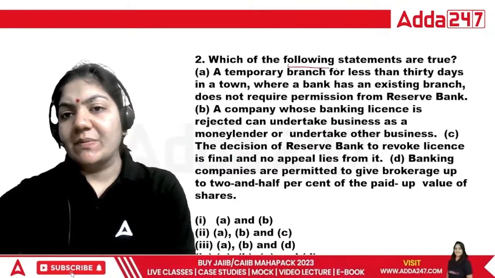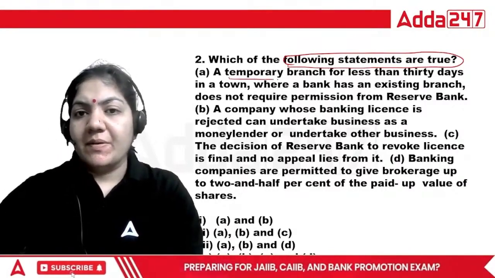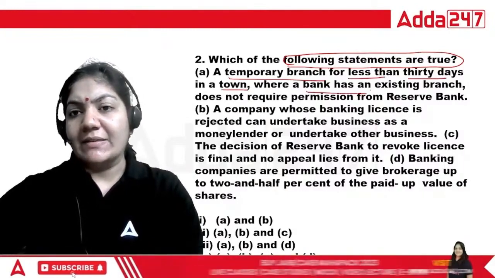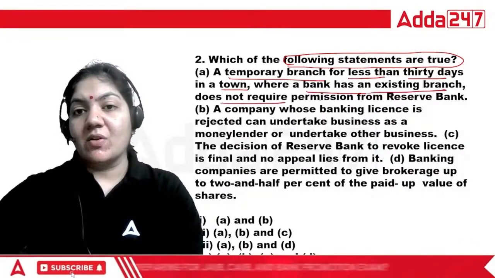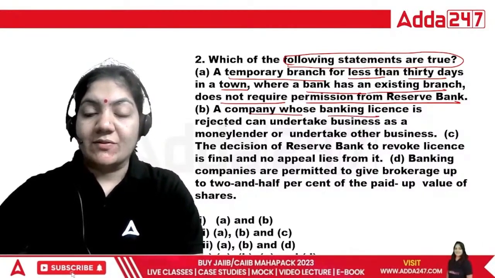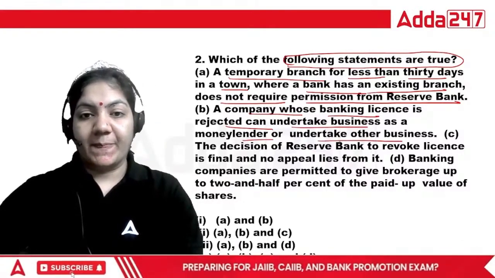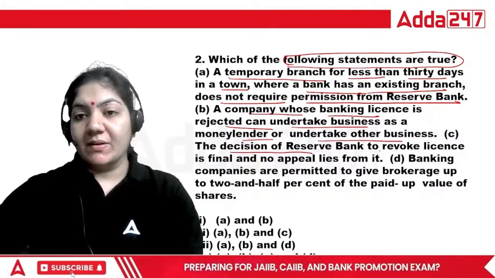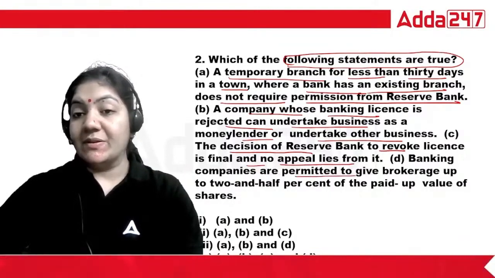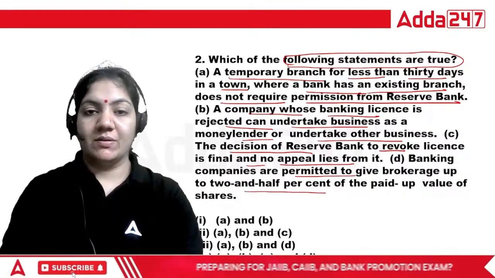Which of the following statements is true? First, a temporary branch for less than 30 days in a town where the bank has an existing branch does not require permission from the Reserve Bank. Second, a company whose banking license is rejected can undertake business as a money lender and undertake other business. Third, the decision of the Reserve Bank to revoke a license is final, no appeal lies. Fourth, the banking company is permitted to give brokerage of 2.5% of the paid up share value. Every point is important.